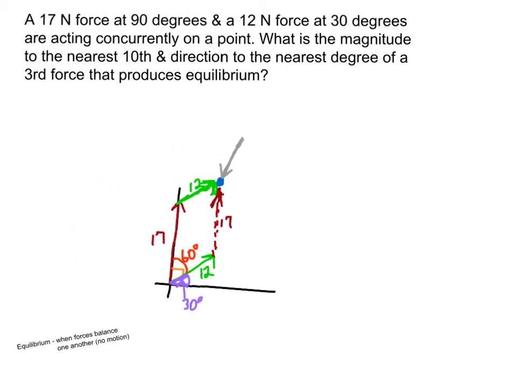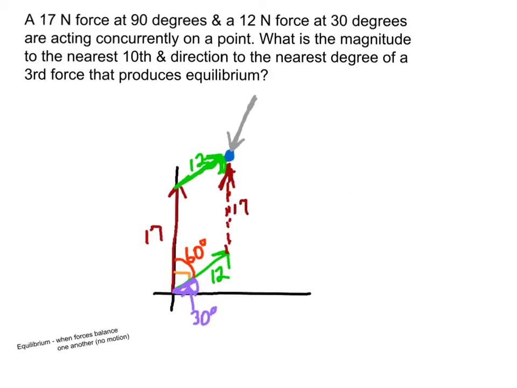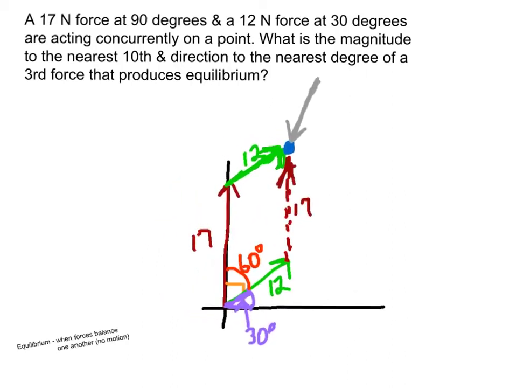I have a pre-drawn diagram this time. I'd like all of you to just pause this momentarily and get this in your notes before we continue. Alright, so there you have it. Now, what we got here is a 17 Newton force at a 90-degree angle. So there's my 17 Newton force at my 90-degree angle. And we have a 12 Newton force at a 30-degree angle. When it doesn't say, it assumes standard position.